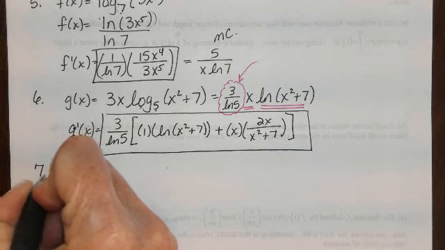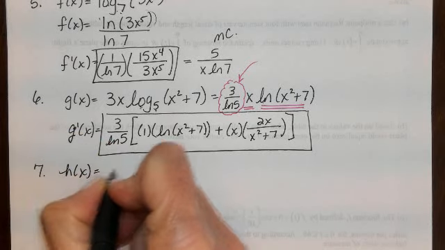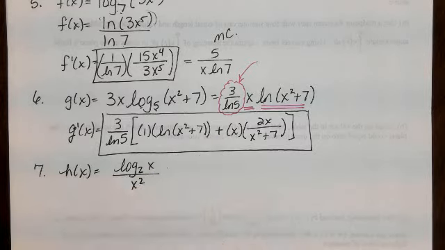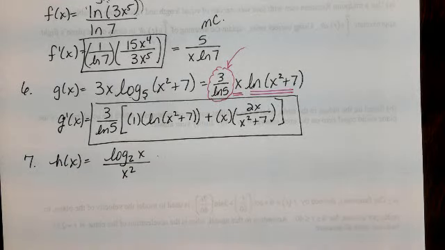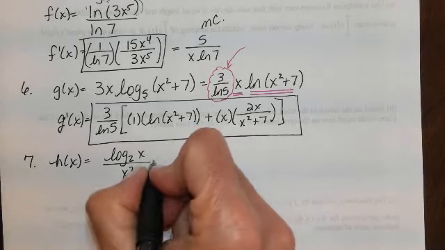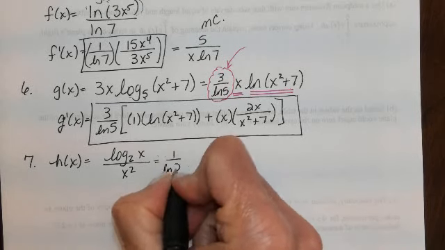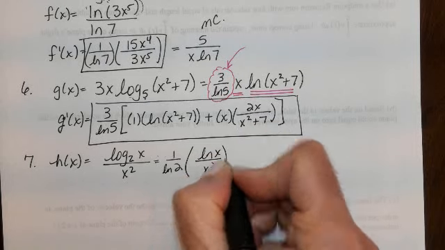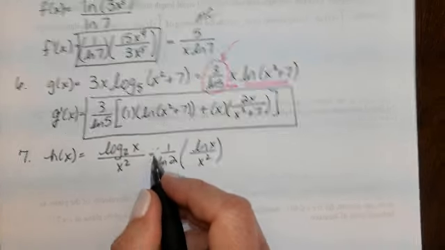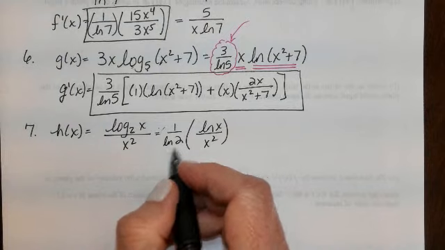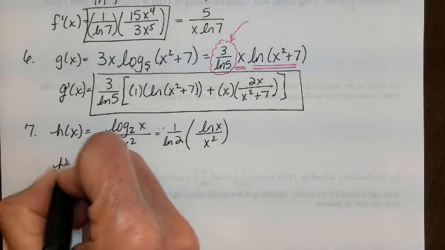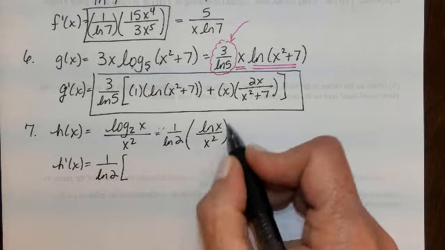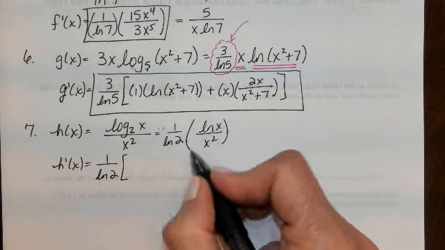Okay, number 7. We have h of x is equal to log base 2 of x over x squared. Well, as soon as I see that log base 2, I think, oh, let's change it to ln. Okay? So I'm going to have 1 over ln of 2 times ln x over x squared. I take this out because it's just a constant, like a 5 or a 10 or 3 or whatever. So now we're taking the derivative, and I've got that constant I'm pulling out. And now I take the derivative of what's left. I need to use the quotient rule here.